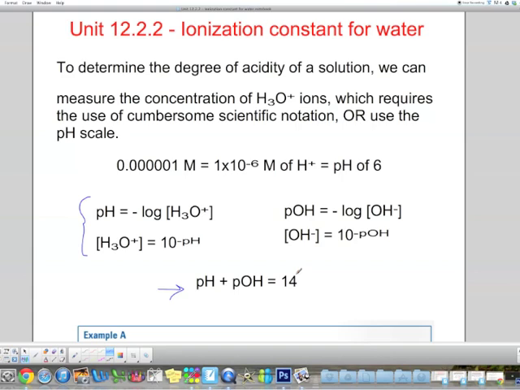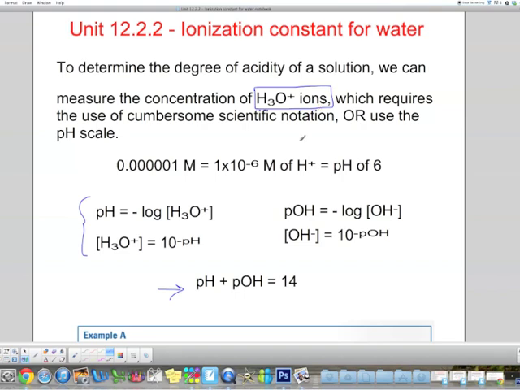explained to you where they came from. So that's what I'm going to do right now. So to determine the degree of acidity of a solution, we're going to measure normally the pH, which is really the measurement of not the H plus ions, but the H3O plus ions. So the hydronium ions, as we saw in the last lesson.